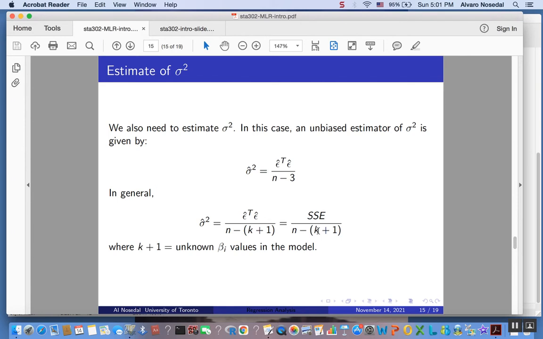So K would be 2, plus that one for the intercept, then you have 3 total, okay? So I'm just introducing this notation with the K, so you feel familiar with that. But the thing is, what you're going to be doing here is dividing by n minus the number of betas in your model. Okay? And that includes beta 0 as well.